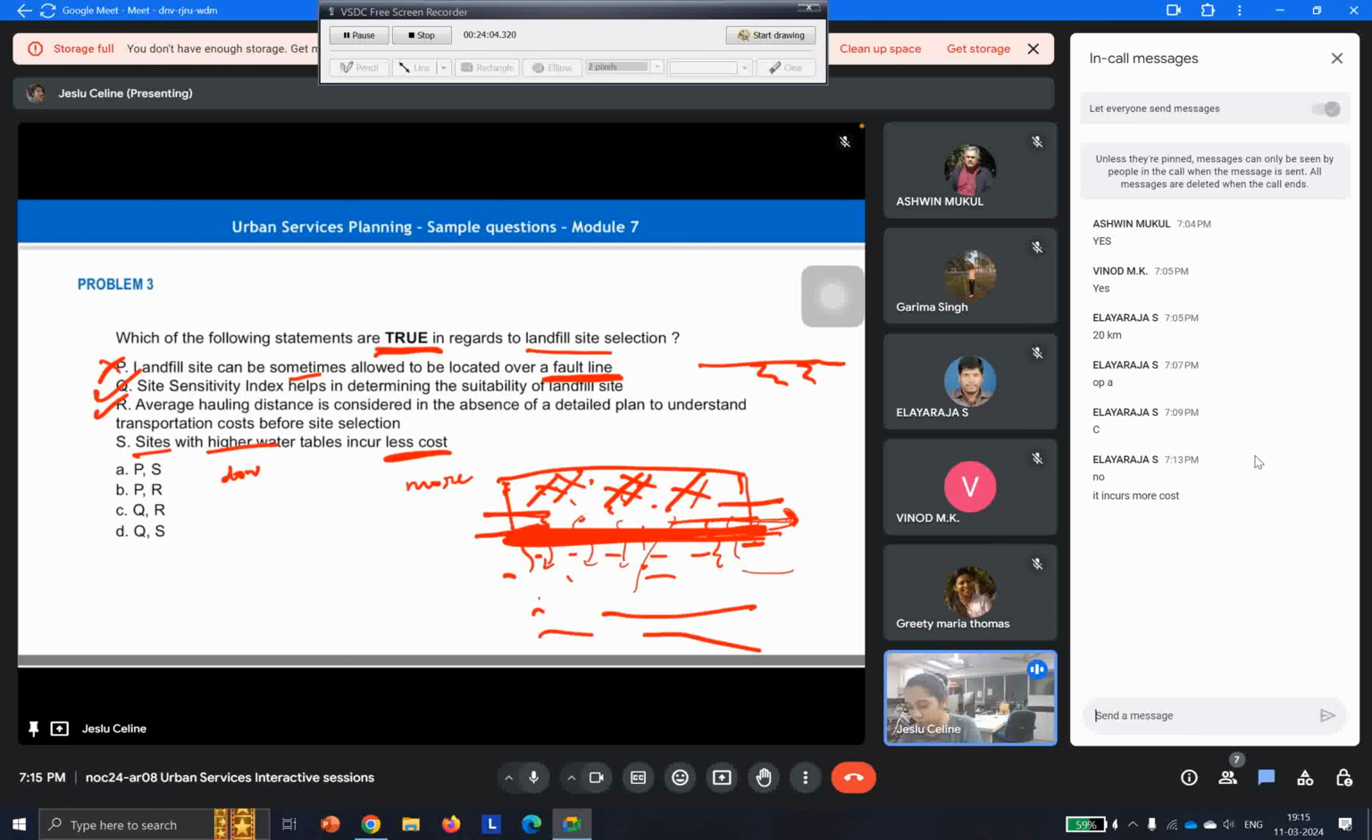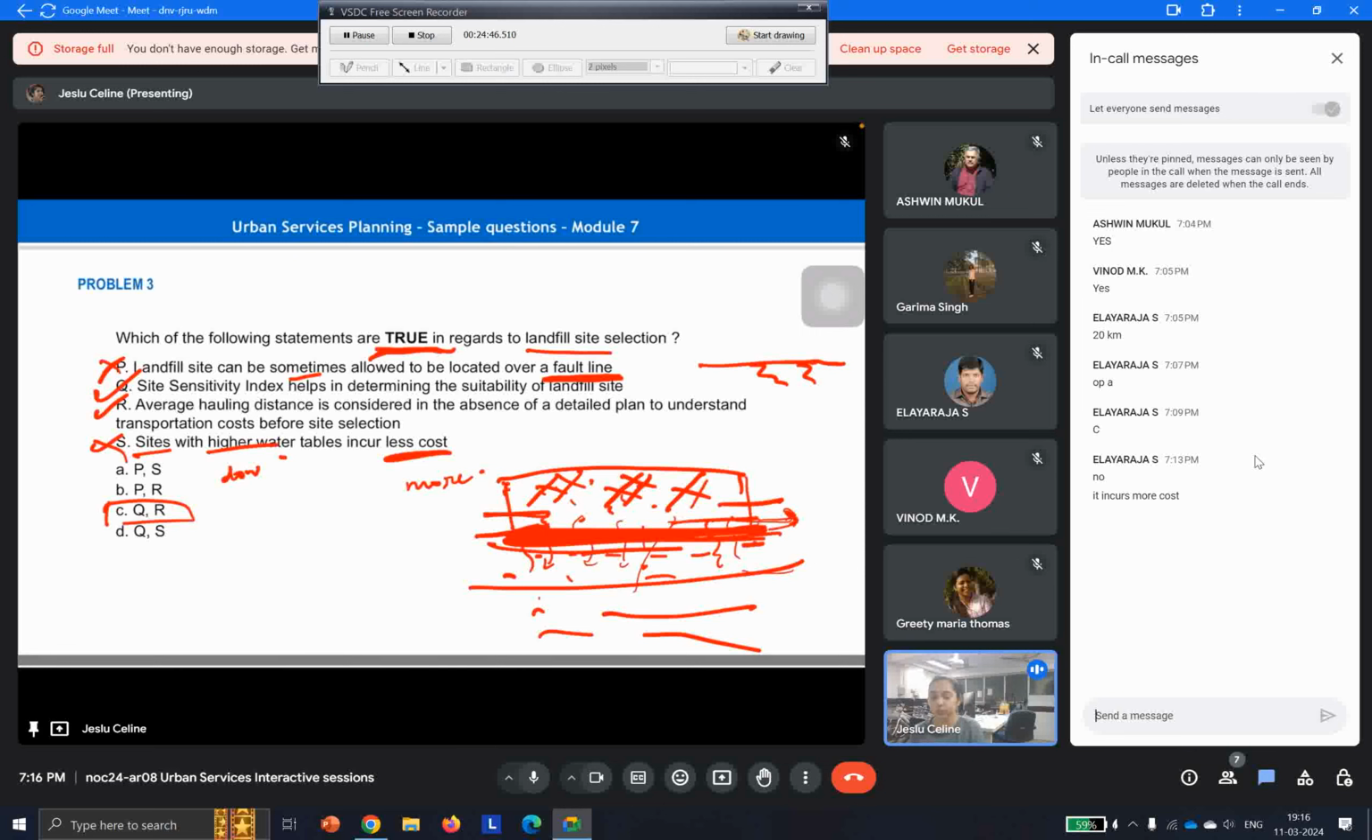Whereas if the water table was low, we'll have adequate space for these additional methods, and we do not need a lot of methods, because the earth itself acts as a barrier which will prevent water from moving down. So the cost incurred in preventing the groundwater from being contaminated is much lesser if the water table is low, whereas it is much higher if the water table is high. Because of this, sites with higher water tables incur more cost. So this is a wrong statement. That works out to Q and R being true statements. So C is the correct answer. Q and R are correct statements.